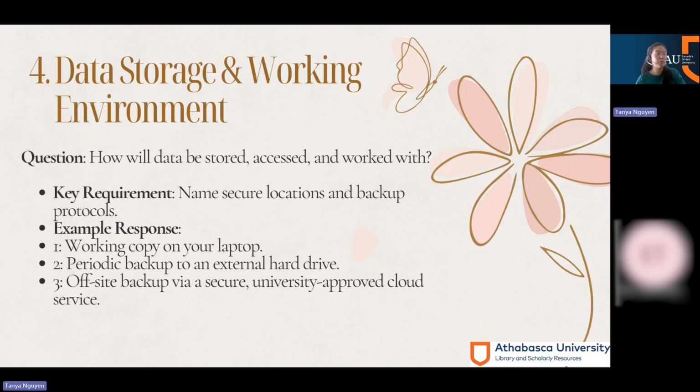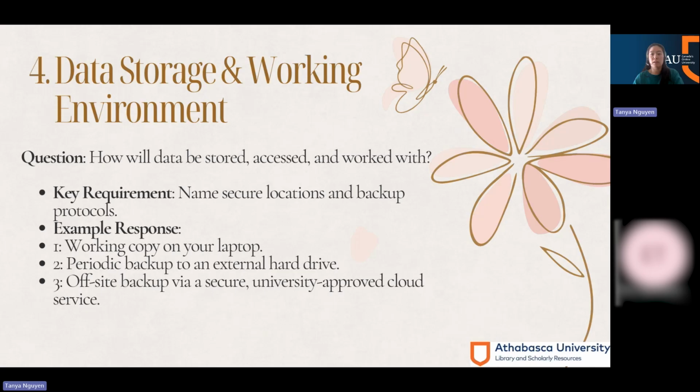The next section, number 4, was data storage and working environment. So how you're accessing your active data. A working copy of your data should be kept on your laptop for easy access and ongoing work, but remember that this is just one layer of your storage strategy. You should consider backup protocols. So regularly back up your data to an external hard drive. This provides an additional layer of security in case your primary device encounters any issues.